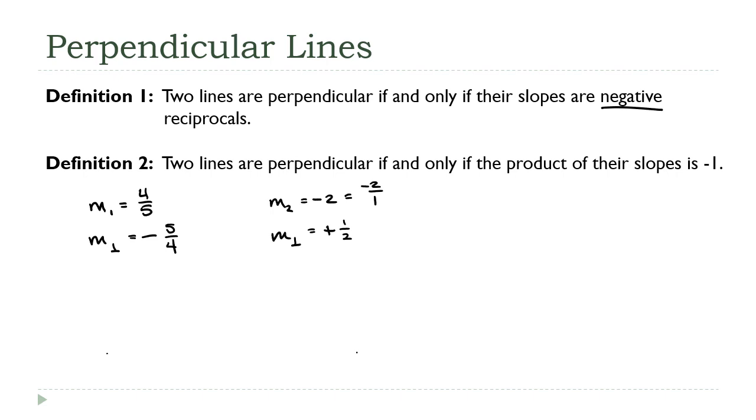Okay, the second part, and we'll see how this means the same thing. Two lines are perpendicular if and only if the product of their slopes is -1. Well, you can see that happen here. If we multiply these two slopes together, for example, 4/5 times -5/4 is -1. And if we do it over here, we get the same thing. -2 times 1/2 is also -1.